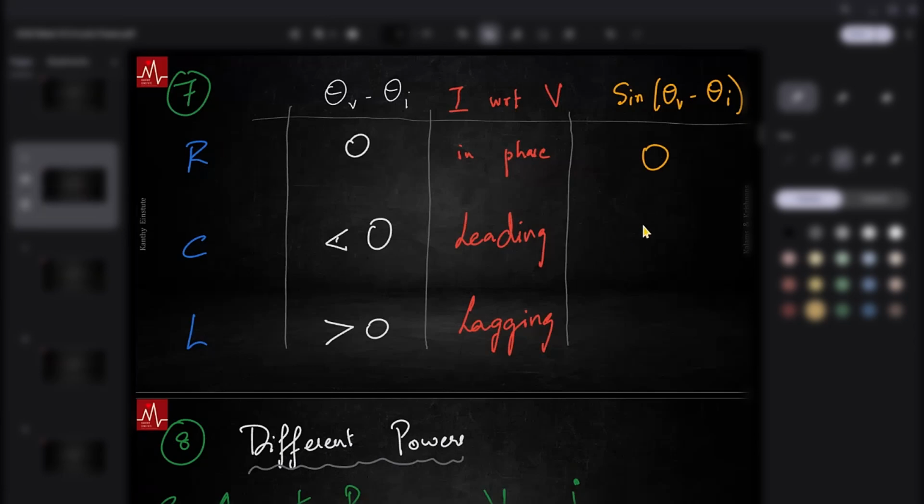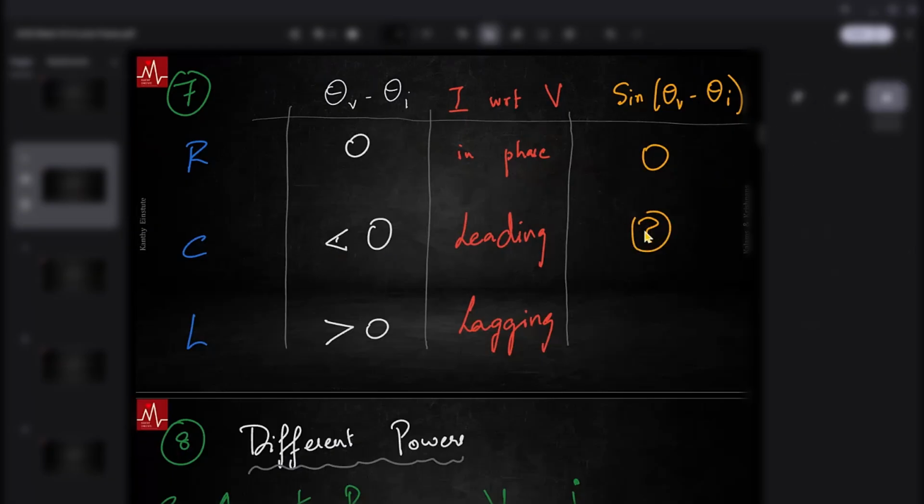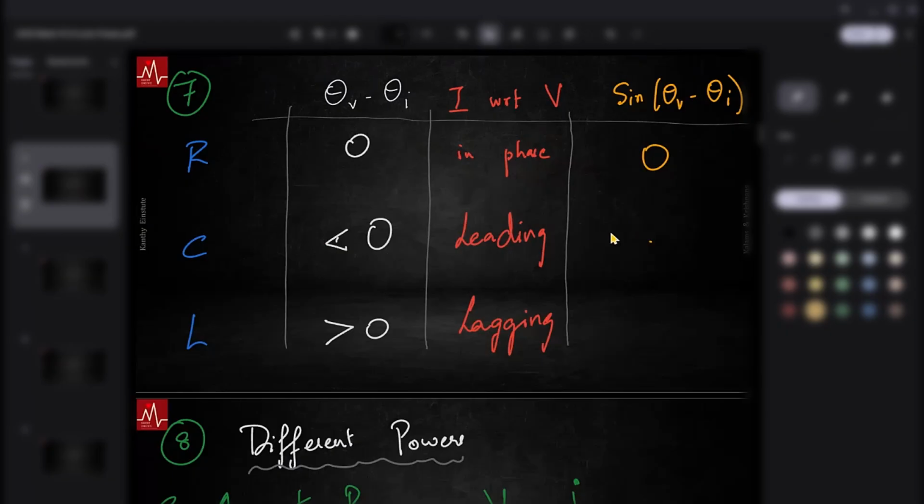Now, what is this for? C, capacitance. The angle is negative. Theta V minus theta I is negative. So this is negative. This is negative. This is positive. Fairly easy. So if you're looking at triangles, the capacitive is leading. This is an angle. This is a downward facing triangle. I'll also show that separately. Okay, downward triangle. The lagging one is an upward triangle.